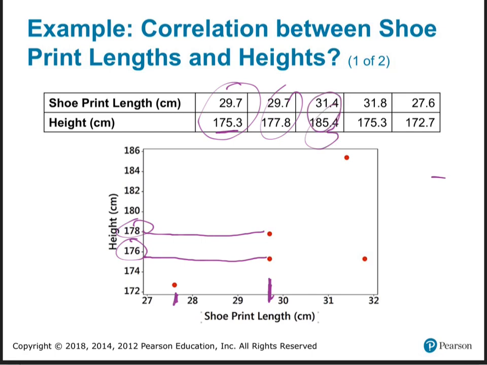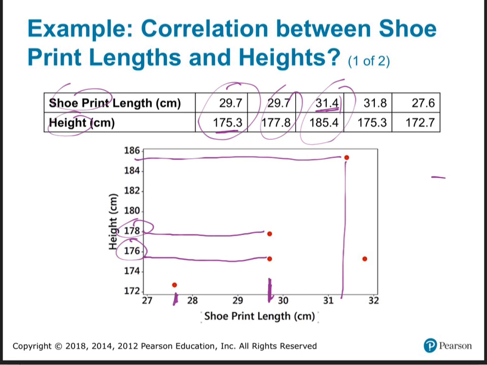And then this thing's bouncing around on me here. 31.4 is how long their shoe print is. Where's that? Right here. And they came out 185. They're real tall. So anyway, that's how they're getting the data. Is that making sense? How they got those 5 data points? They're X, Y dots on a graph. Shoe print length and height.